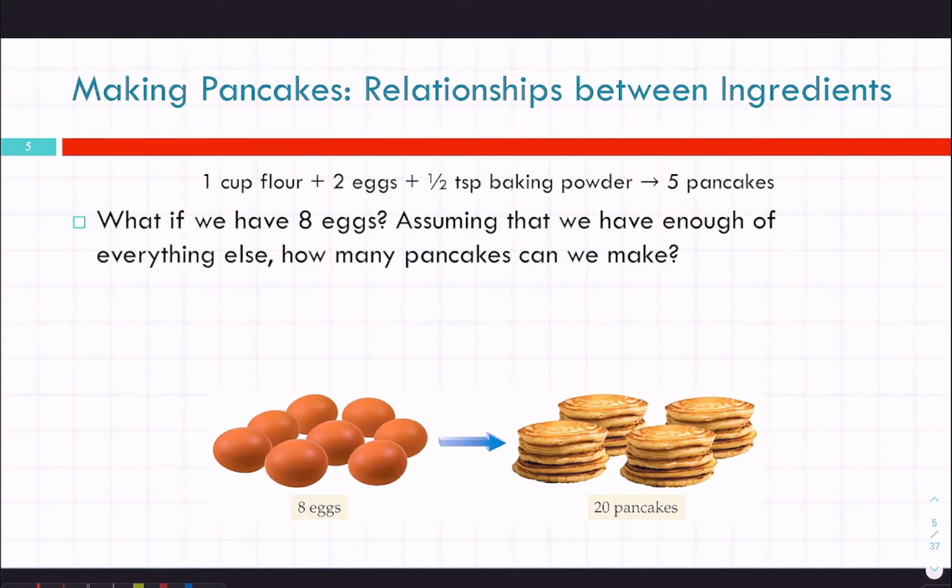So we don't need to just have 2 eggs, right? We could double this recipe, or in this case, quadruple this recipe. If we had 8 eggs, which is the number of eggs we would need for a quadrupled recipe, 4 times the amount, and if we have enough of everything else, then we can take those 8 eggs and the other ingredients and turn it into 20 pancakes. So it's not just for 2 eggs. We can multiply this and make even more.